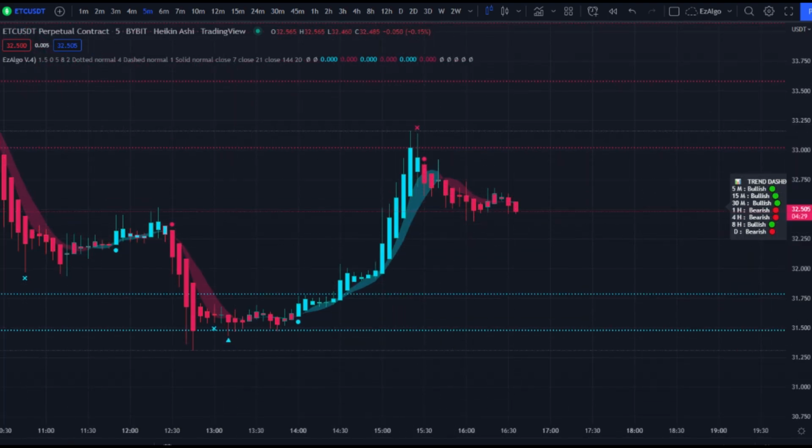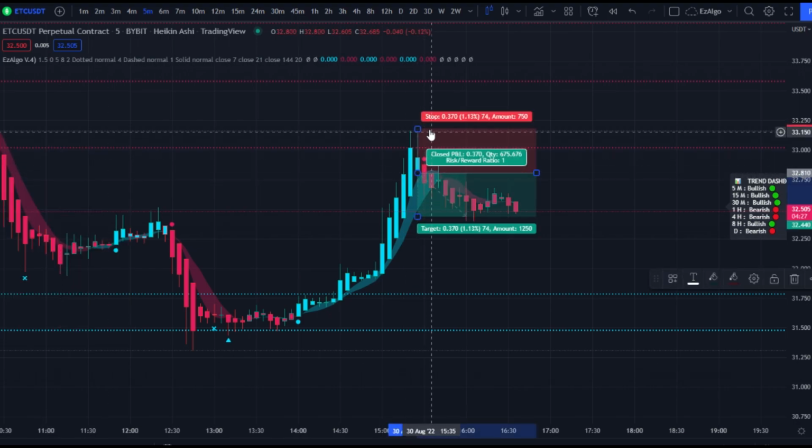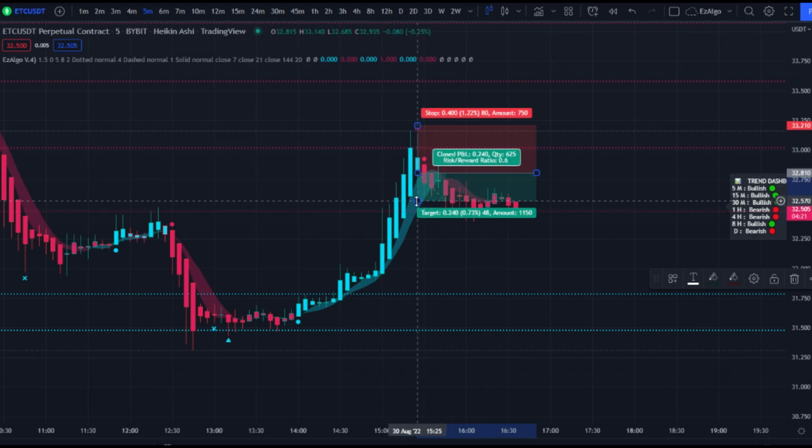You can do the same thing on the way back. We have this little red X. You can enter on the closure of that candle, right? Stop loss above previous swing high. And that red sell dot kind of confirms our trade.